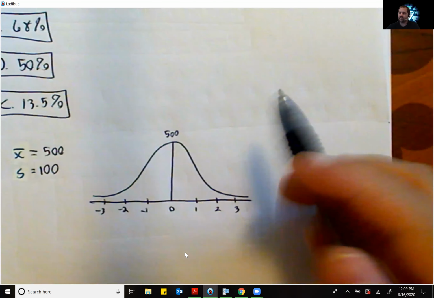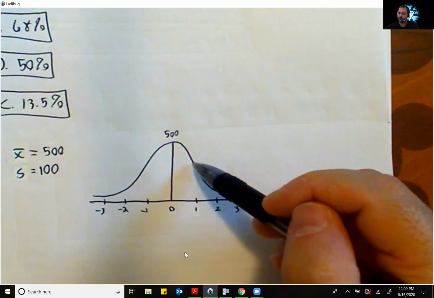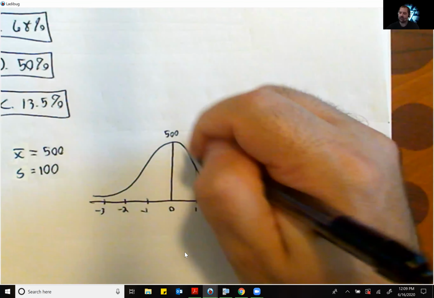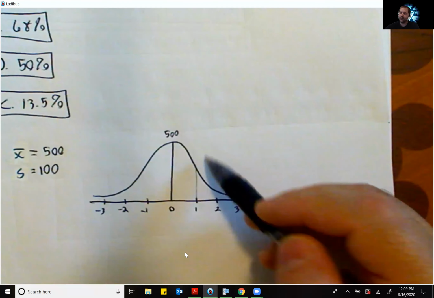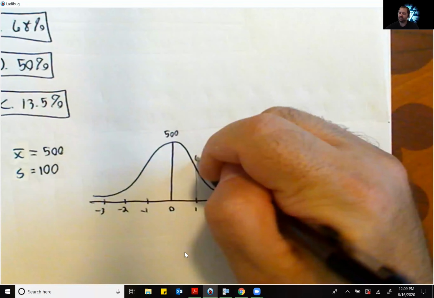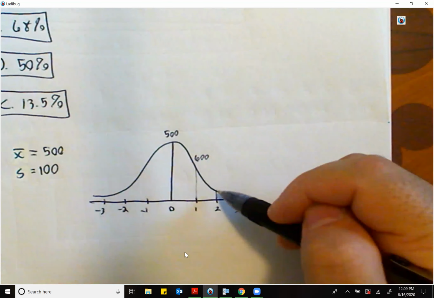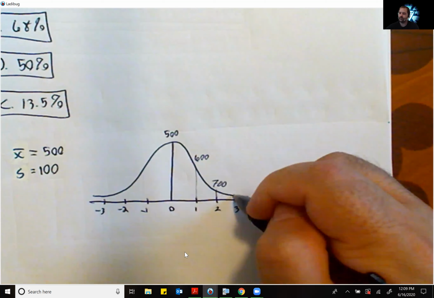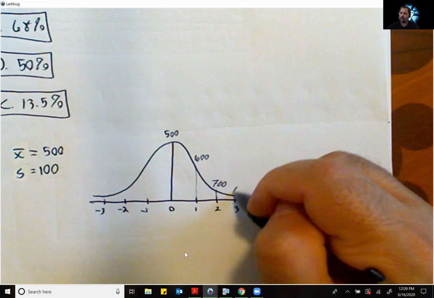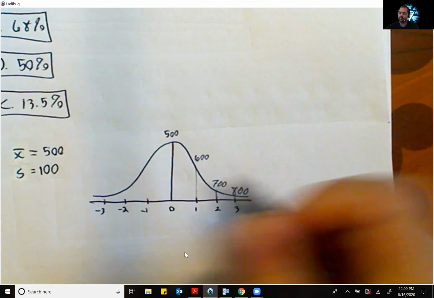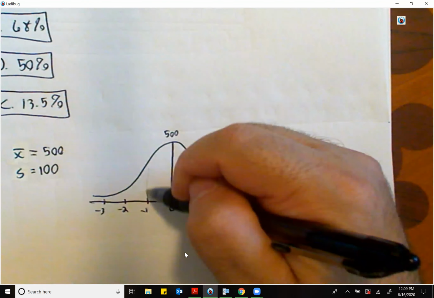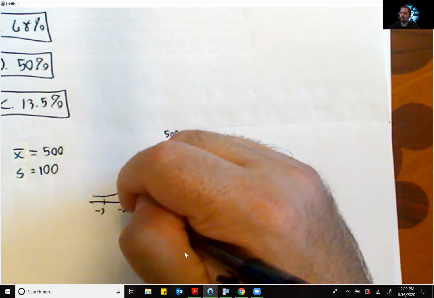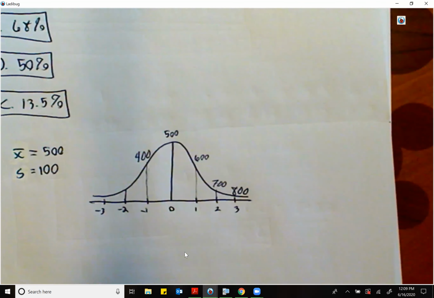How do I get to 1 standard deviation? Plus 100. So how much is this guy right here? 600. How much is this one right there? 700. And right here? 800. One standard deviation below? 400. Two below? 300. And then 200.